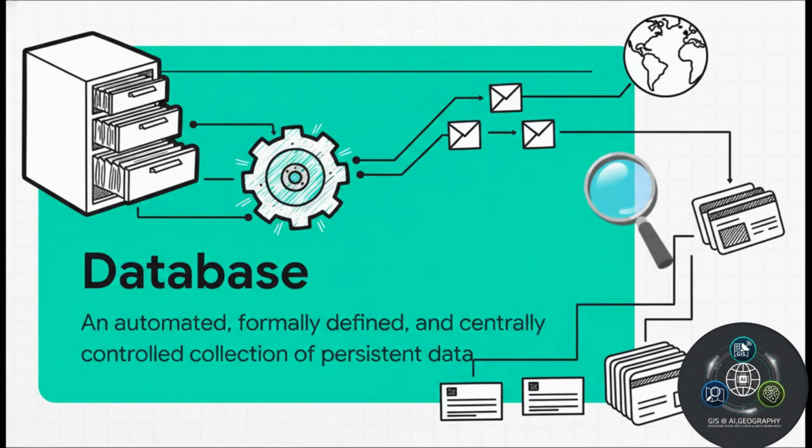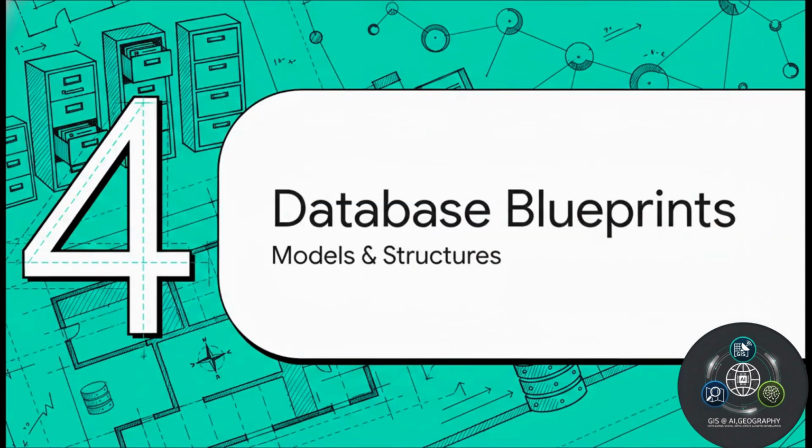And the powerhouse tool we use for all this organization is the database. You can think of it like a massive, super smart digital filing cabinet. It's designed to store, manage, and share huge amounts of data efficiently. It's the engine that turns all those raw facts into knowledge. Now, just like buildings can have different blueprints, databases have different ways of structuring all that information. These are called models, and they're basically the blueprints for our digital filing cabinet.